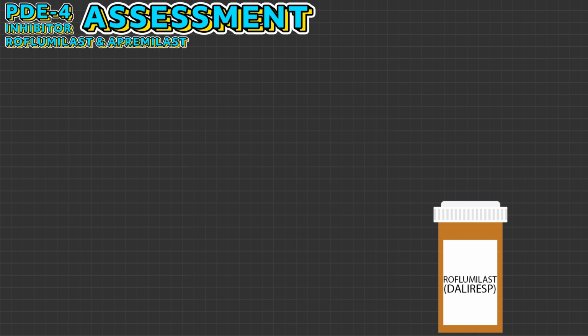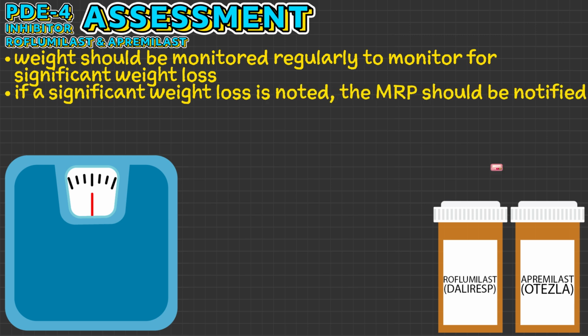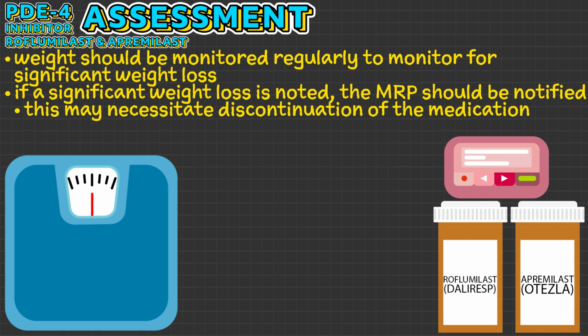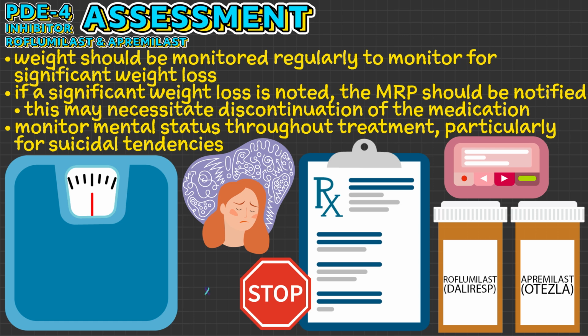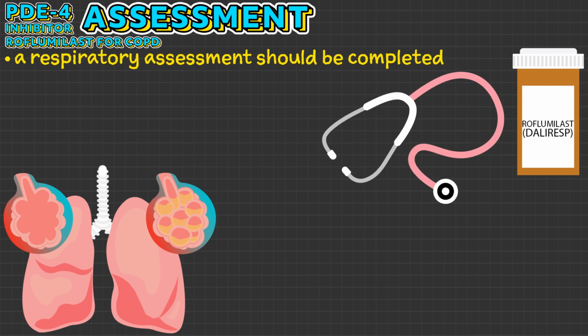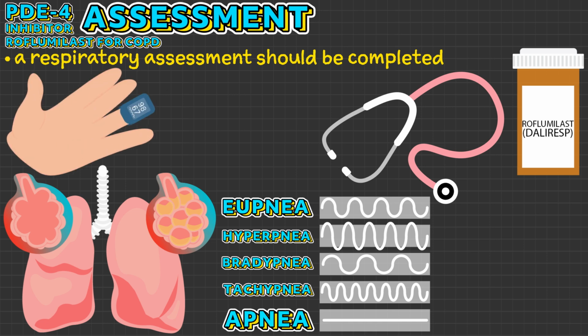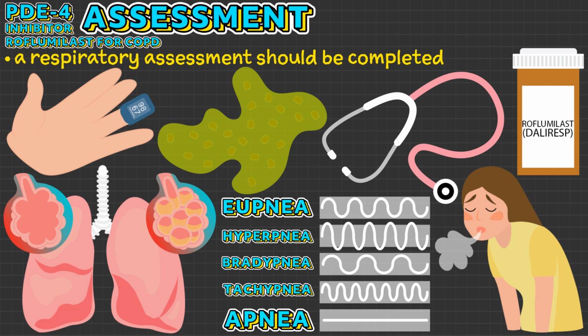During therapy with systemic PDE4 inhibitors, such as Roflumilast and Apremilast, weight should be monitored regularly to monitor for significant weight loss. If a significant weight loss is noted, the MRP should be notified, as this may necessitate discontinuation of the medication. In addition to this, it is also important to monitor mental status throughout treatment, particularly for suicidal tendencies. When administering Roflumilast for COPD, a respiratory assessment should be completed, including lung auscultation, respiratory rate and effort, oxygen saturation, sputum color and character, and the number and severity of exacerbations.